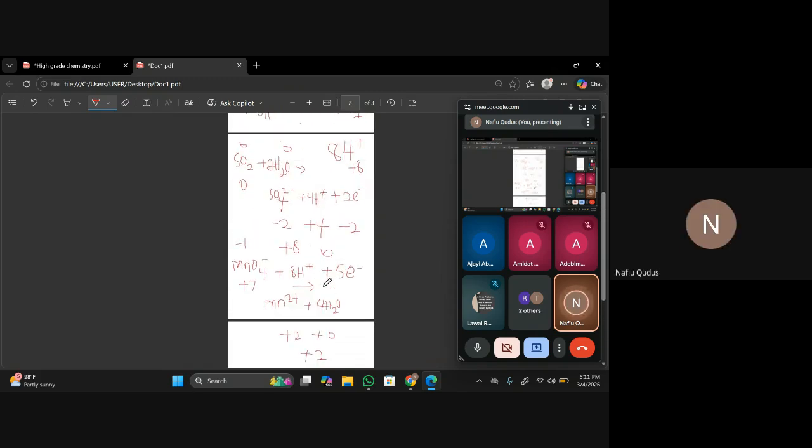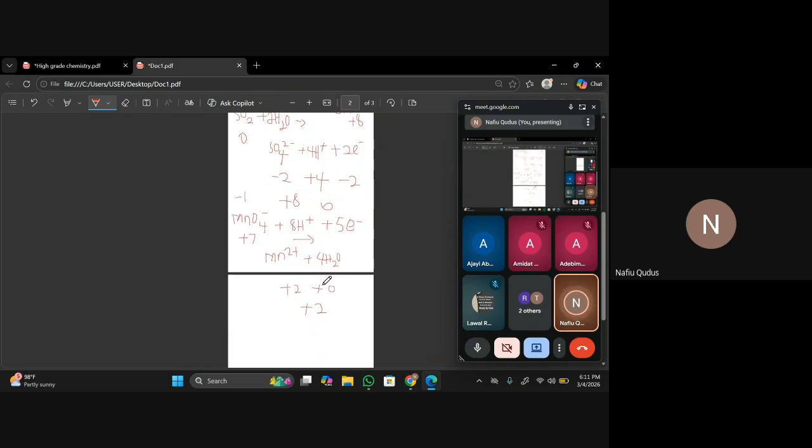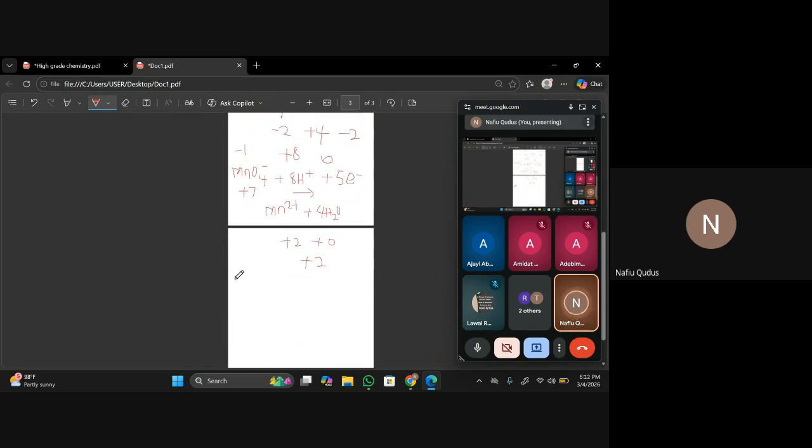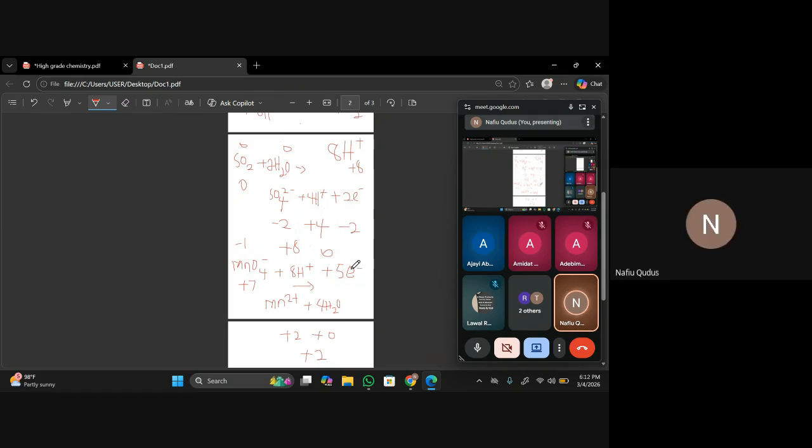Okay. Now, the next step is that multiply by inverse. What did I say? Multiply by what? By inverse. So, what do we mean by multiply by inverse? You want the electron in equation 1 and equation 2 to be the same. Here we have 5. Here we have 2. Are we together?